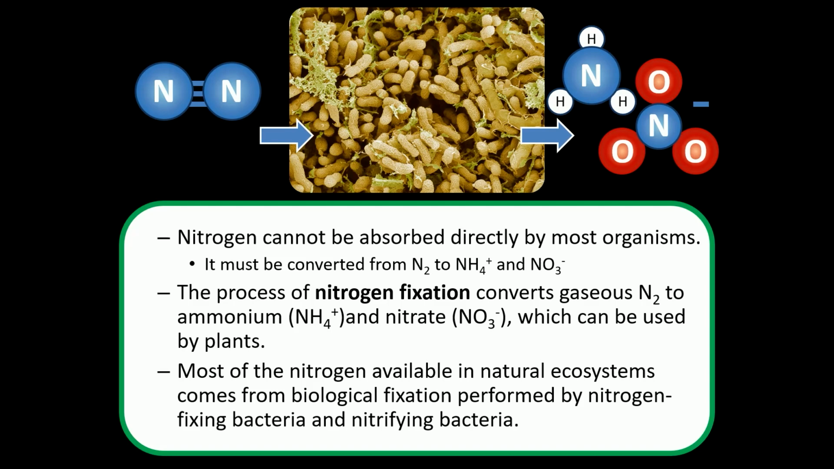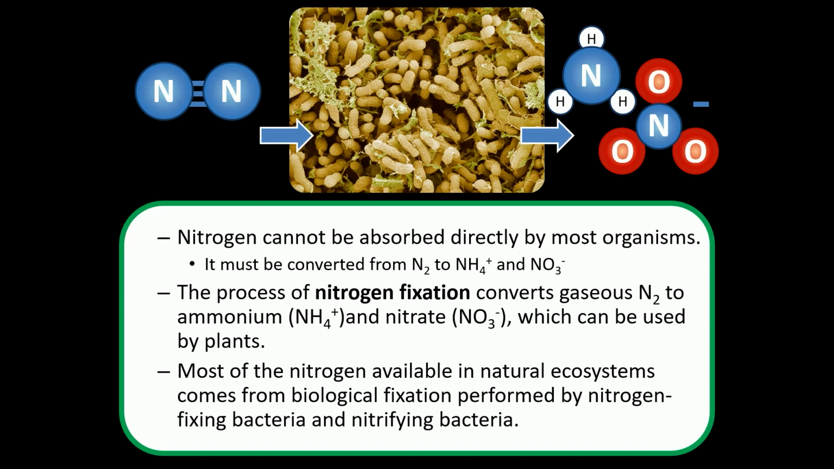Nitrates, nitrites, ammonium, these are all forms of nitrogen that plants now can actually take up as a kind of chemical fertilizer. It's a nutrient in the soil that they can work with. So these soil-dwelling bacteria are able to pull nitrogen out of the atmosphere and put it into this usable form. And we refer to this as nitrogen fixation. The process of nitrogen fixation converts gaseous N2 to ammonium, which is NH4+. I don't have a picture of NH4+ here, but there's one more hydrogen and it has a positive charge. And nitrate, NO3-, which can then be used by plants.